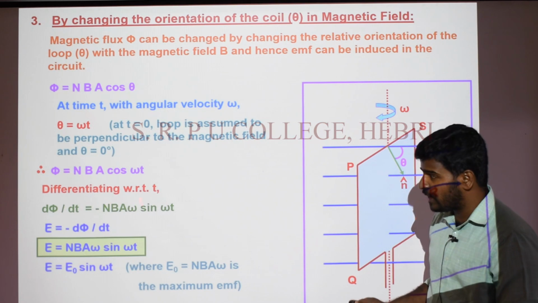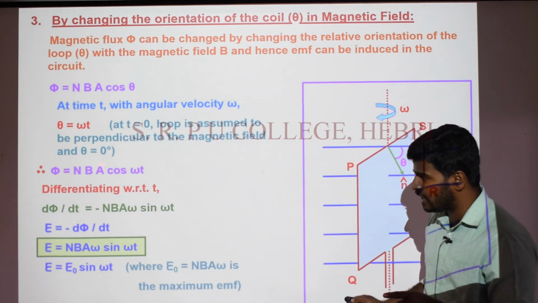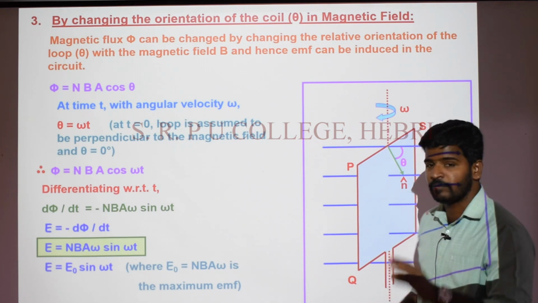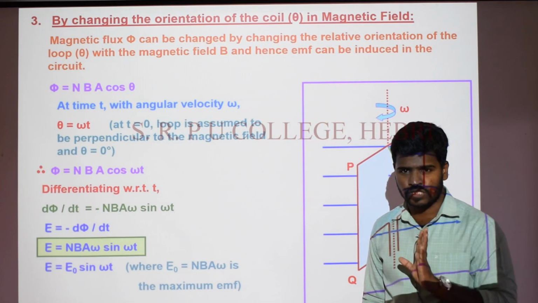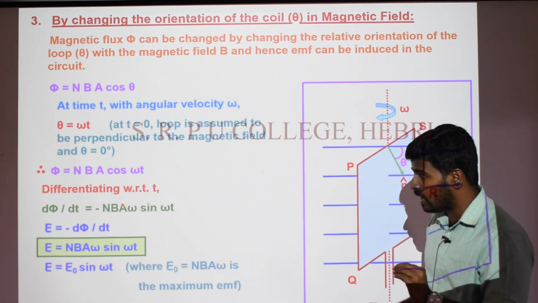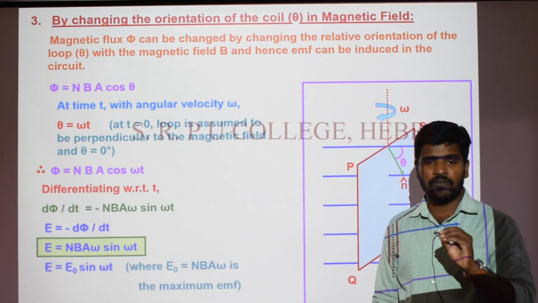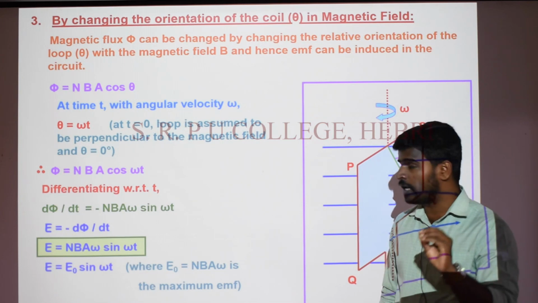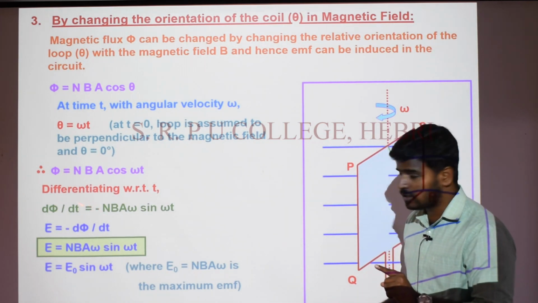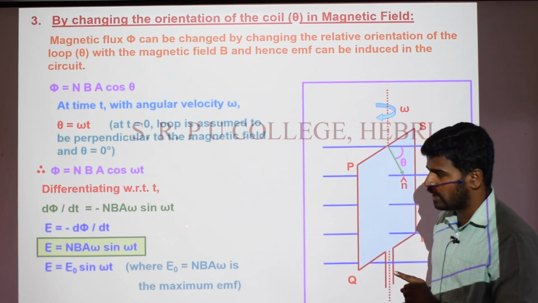Look, while differentiating this term, the differentiation of d by dt of the NBA term cannot be done, since it is a constant. Right? So if we keep NBA as a constant, d by dt of cos omega t is the term. Therefore d by dt of cos omega t will be minus of sin omega t into omega. That minus is taken over here. See here, I have written the minus here. So what happened? The NBA times omega sin omega t.